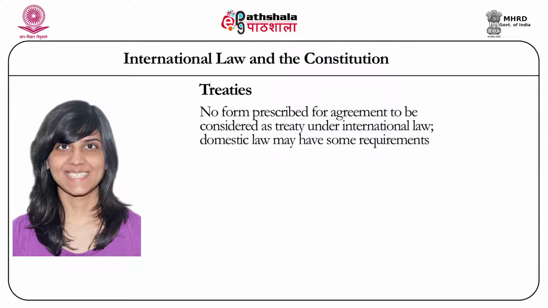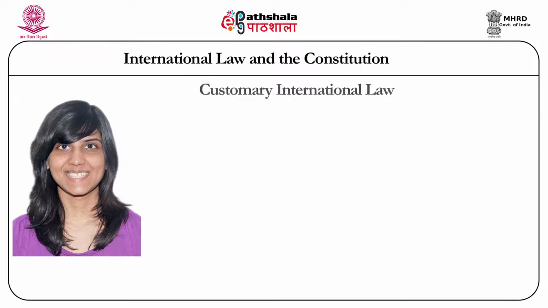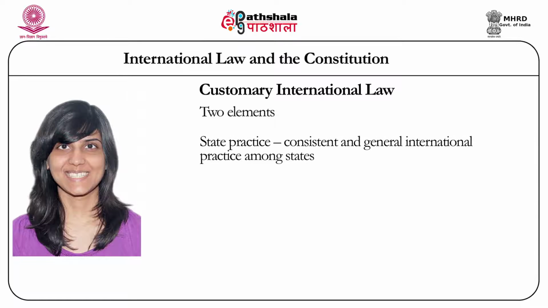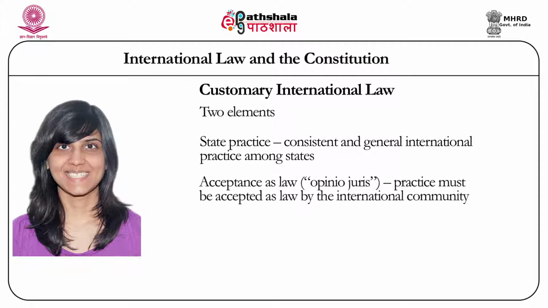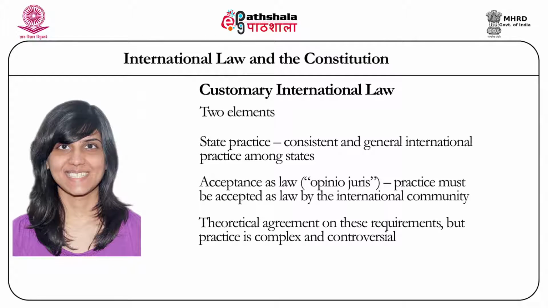The other significant source of international law is custom. Customary international law is distinct from international law and treaties, although sometimes treaties can be declaratory of customary international law. There are two main elements of customary international law: state practice and acceptance as law. There must be a consistent and general international practice among states, and the practice must be accepted as law by the international community. Although these two elements are theoretically agreed on, in practice, their application is often fairly complex and controversial. They have been discussed in a series of cases before the International Court of Justice.